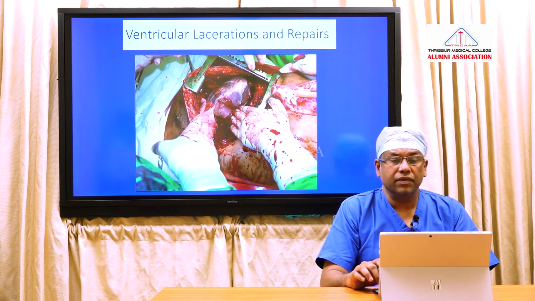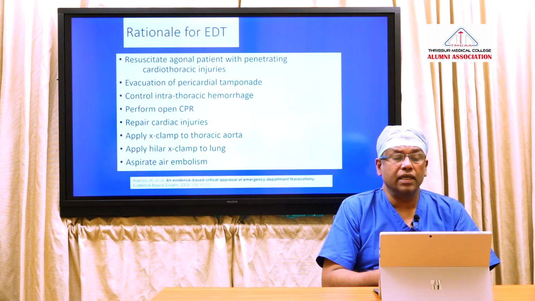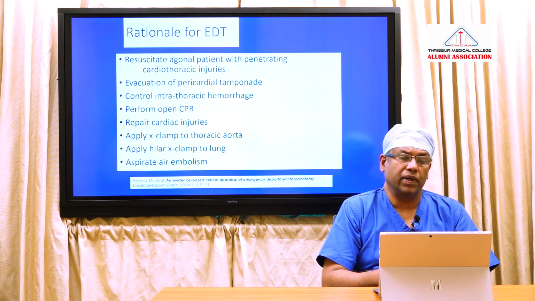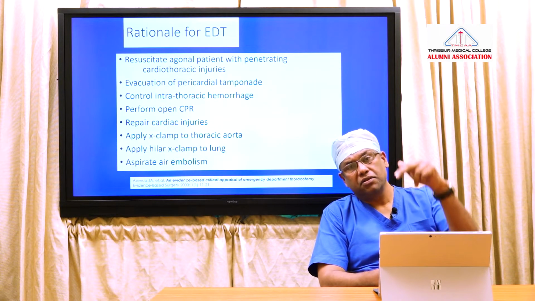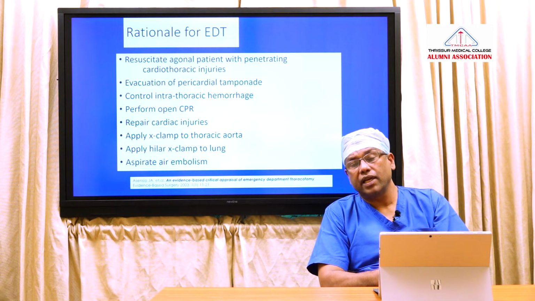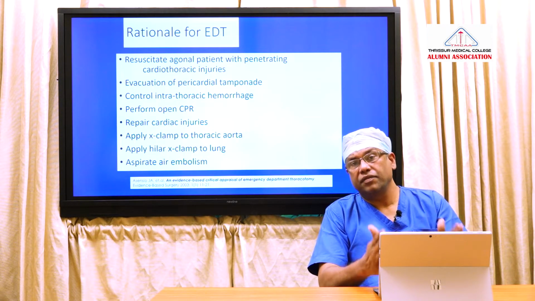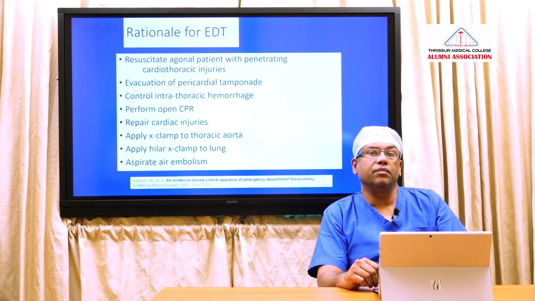Now, what are the indications for the emergency department thoracotomy? Emergency department thoracotomy is basically a resuscitation thoracotomy, like evacuation of pericardial tamponade, removal or control of pericardial or thoracic bleeding, performing open CPR, repairing cardiac injuries, and also when there is an aortic transection, to cross clamp the aorta. It is done as an emergency. It's not a real procedure that is definitive. You have to take the patient to theater, but the basic idea is controlling the patient from before dying.